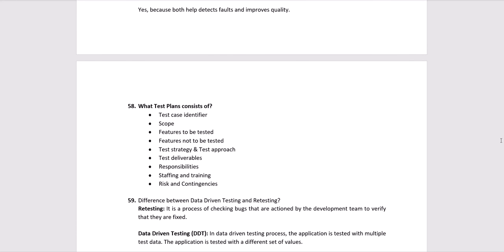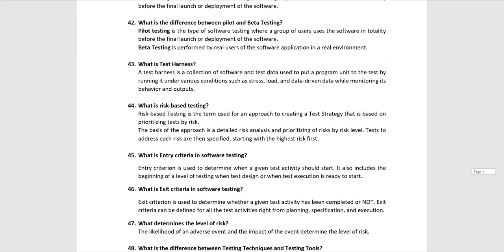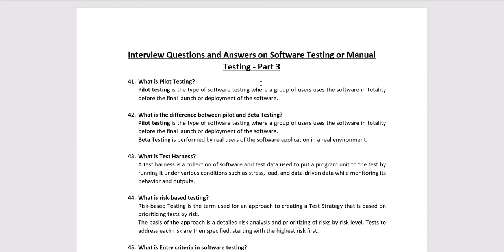So these are the 20 questions from part 3 of the interview questions and answers on software testing. Very basic questions are these. 60 questions we have covered.